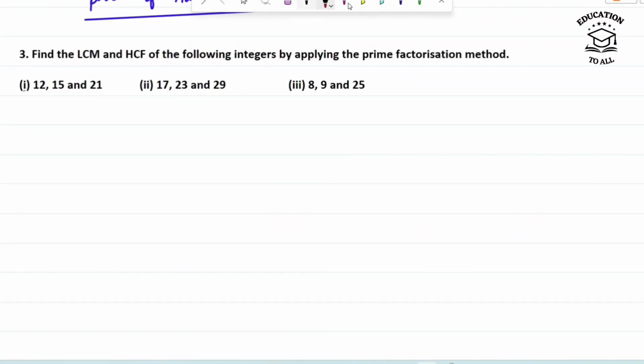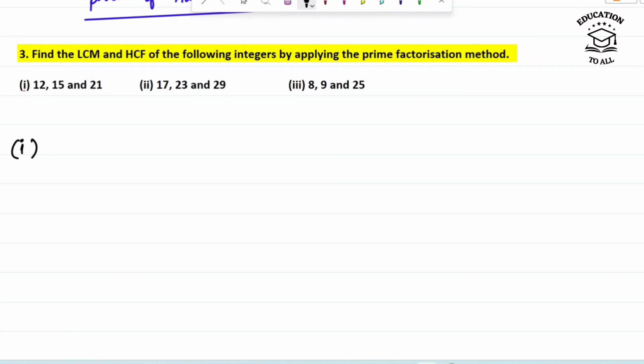Now question number 3. Find the LCM and HCF of the following integers by applying the prime factorization method. LCM and HCF we should find by using the prime factorization.